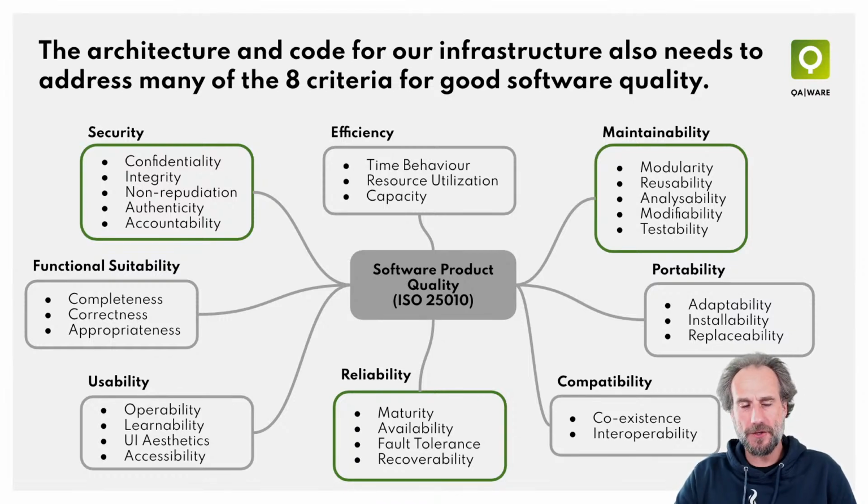And I would say security, for example, is a thing. We have the year 2021. Security is a prime feature, a prime quality attribute. And the infrastructure also needs to take care of this. Same for reliability, right?